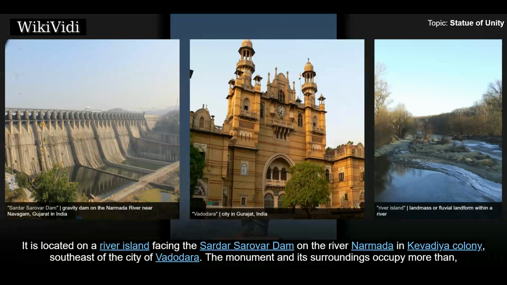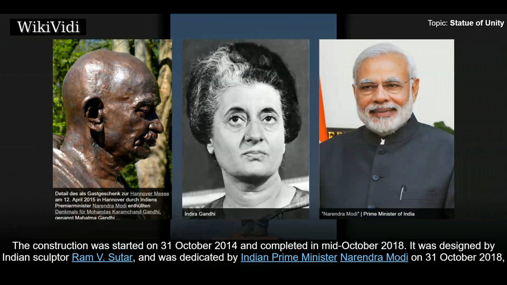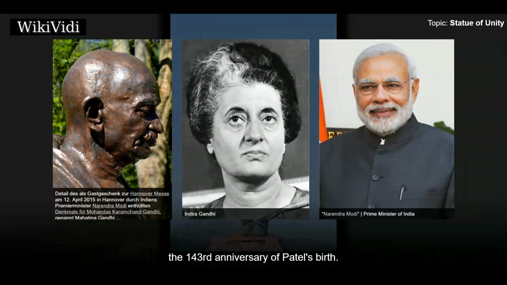The monument and its surroundings occupy more than and are surrounded by an artificial lake. It was built by Larsen Toubro, who received the contract for 2,989 crore rupees for the design, construction and maintenance in October 2014. The construction was started on the 31st of October 2014 and completed in mid-October 2018. It was designed by Indian sculptor Sutar and was dedicated by Indian Prime Minister Narendra Modi on the 31st of October 2018, the 143rd anniversary of Patel's birth.